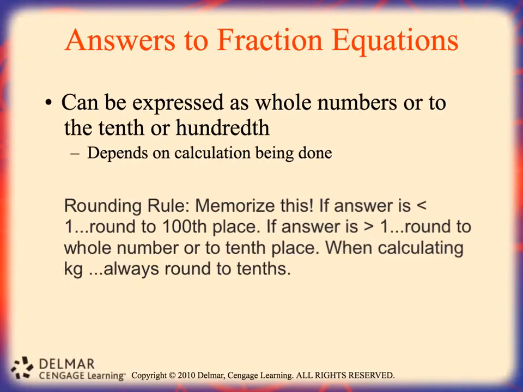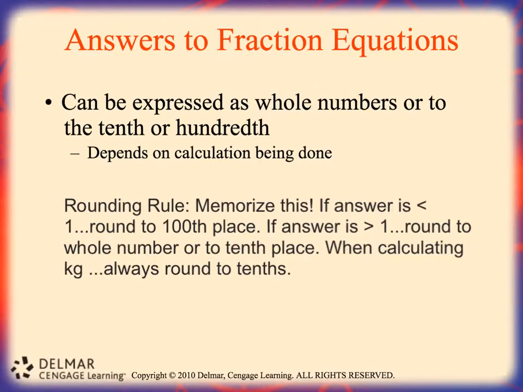When calculating dosages and you have a fraction equation, the end answer can be expressed as either a whole number or to the 10th or the 100th. I can't think of a situation where you would ever round to anything other than that. It does depend on the calculation being done, and as we go through you'll understand that. For example, if you're coming up with a drip rate, you can't give a tenth of a drop, so that has to be rounded to a whole number.